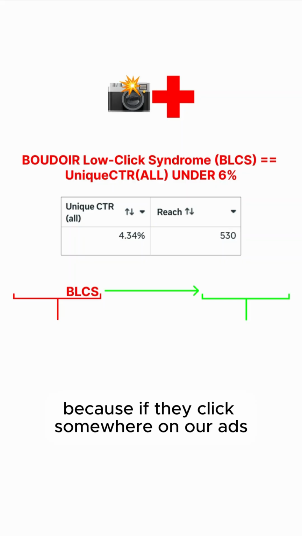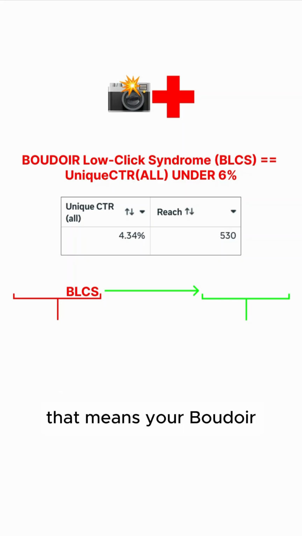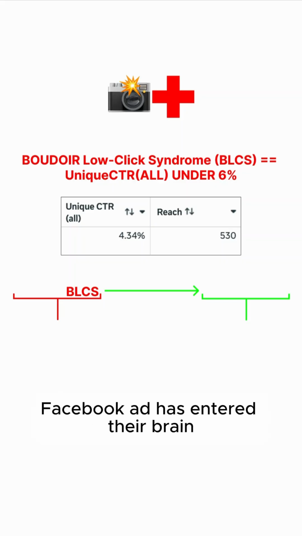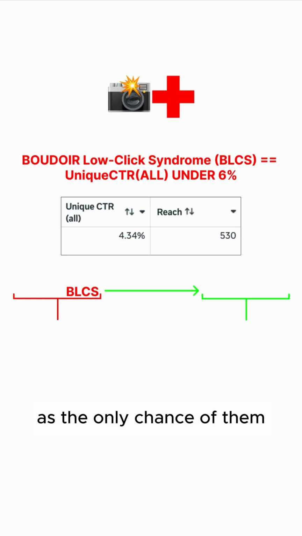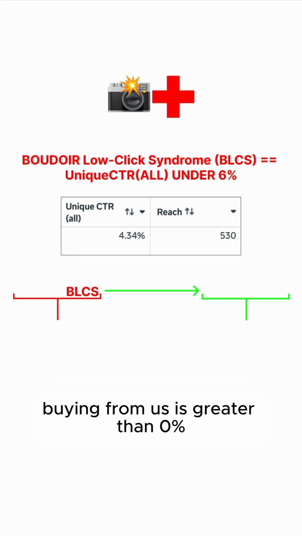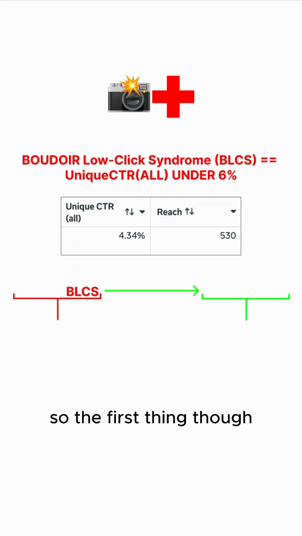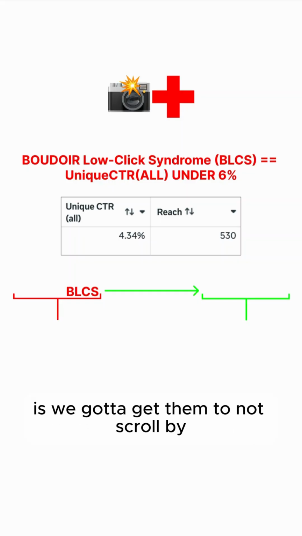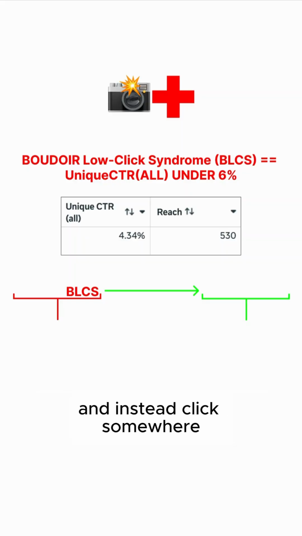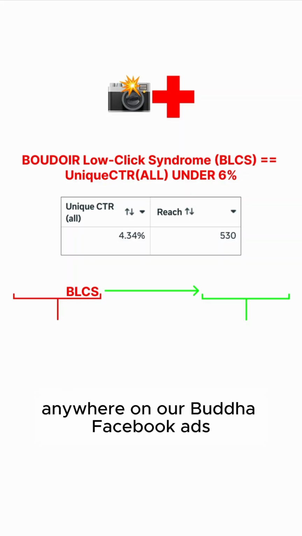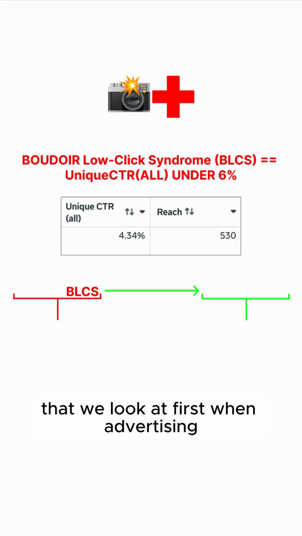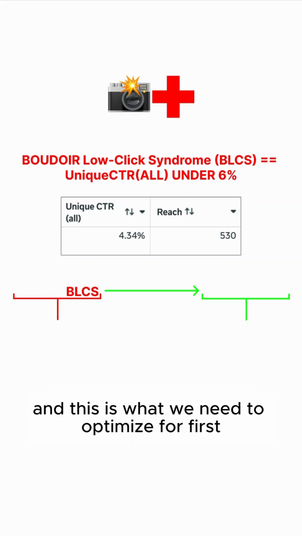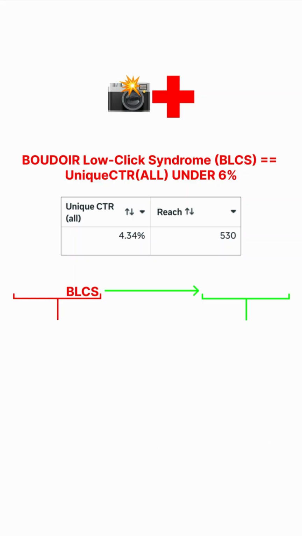And we care about this because if they click somewhere on our ads, that means your Boudoir Facebook ad has entered their brain. And if our ad enters their brain, that's the only chance of them buying from us being greater than 0%. So the first thing is we gotta get them to not scroll by and instead click somewhere, anywhere on our Boudoir Facebook ad. This is the most important metric that we look at first when advertising, and what we need to optimize for first. It's the highest leverage activity we can do for all of advertising.